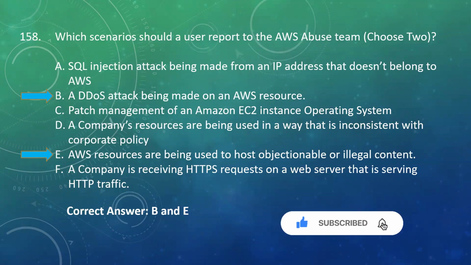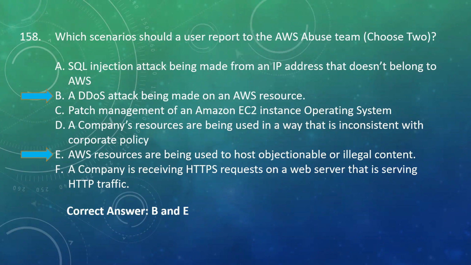The AWS abuse team can assist you when AWS resources are implicated in multiple abuse types. Now, the first one is web content or non-copyright intellectual property, that's objectionable content hosted on an AWS resource, which is what is option E in this case.